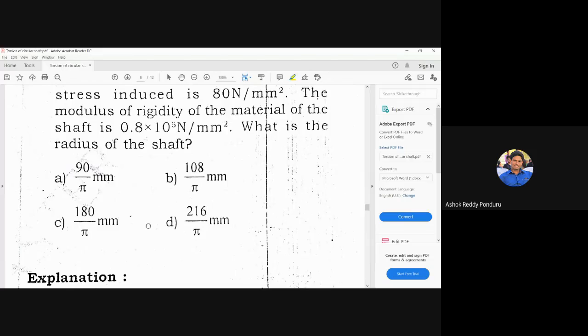Very simple. What are we going to find out? The radius. Then we may get a doubt here. We have the equation T by J is equal to tau by R is equal to G theta divided by L. Is the torque value given? That is very important. And is the J value given? No, because in J there is a radius. That means we are going to find the J value, and thereafter we can substitute.